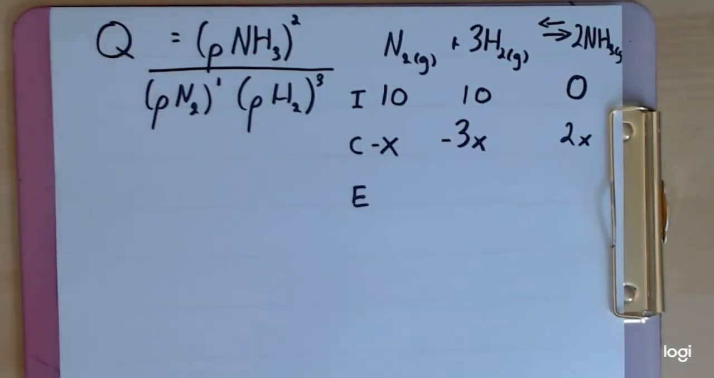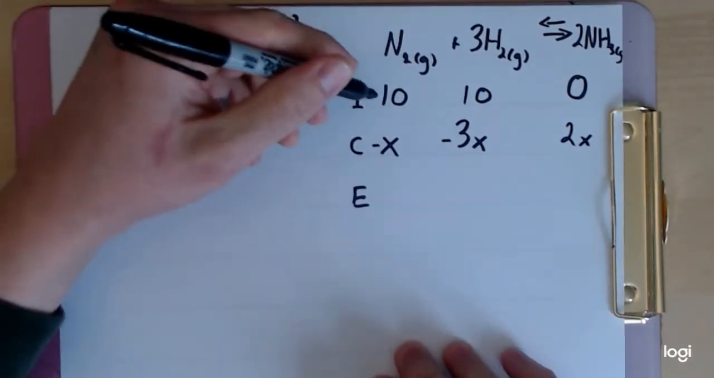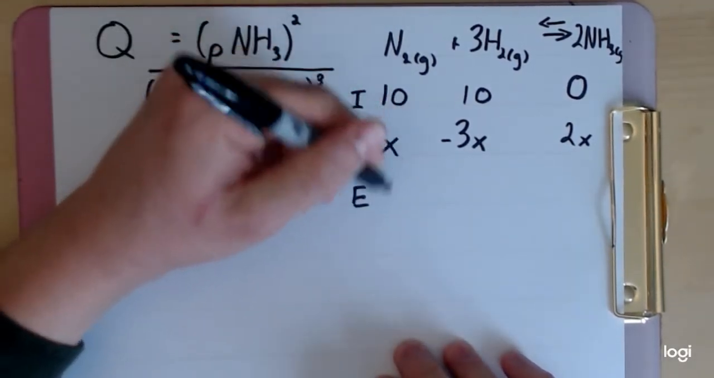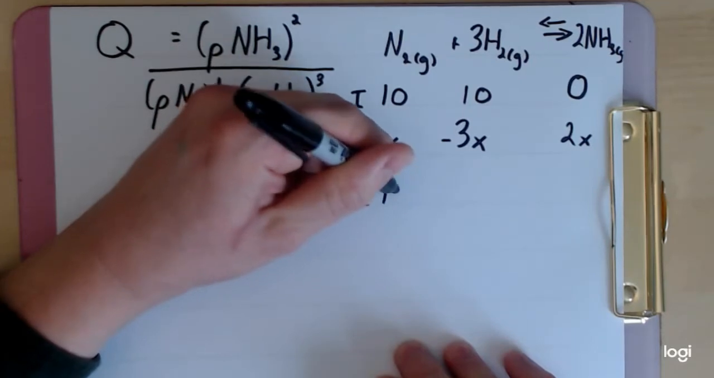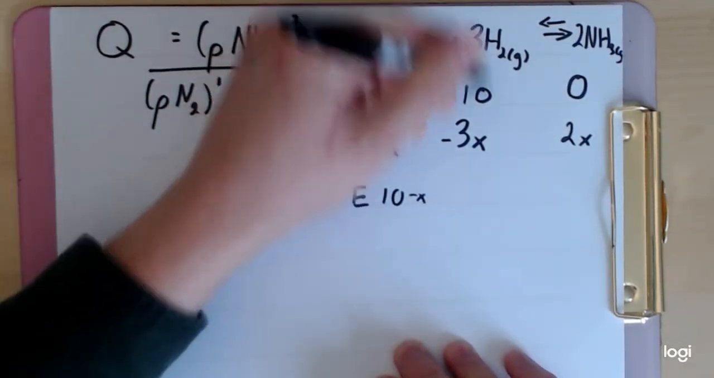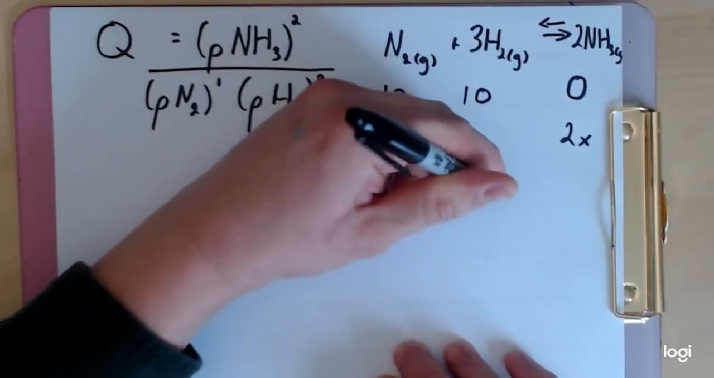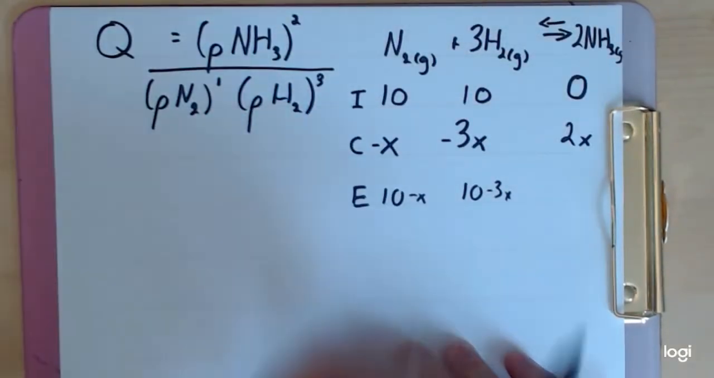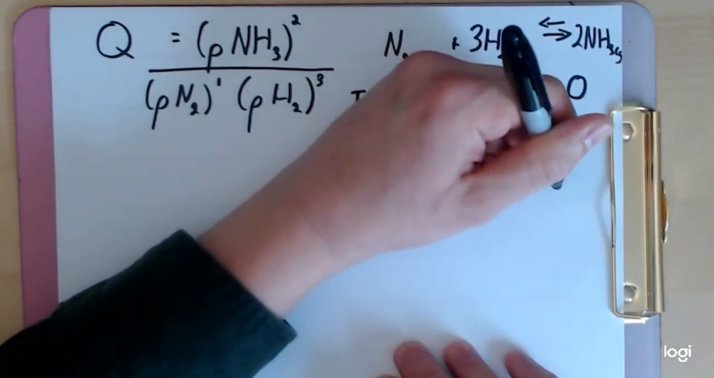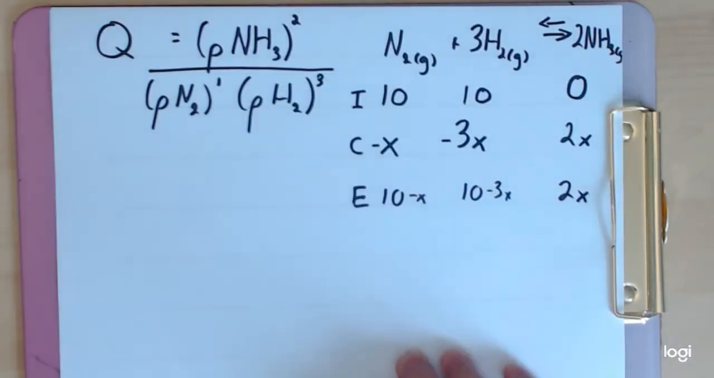So what is the expression for our equilibrium in terms of x? Well, it's the initial plus the change. So for dinitrogen, it's going to be 10 minus x. For hydrogen, it's going to be 10 minus 3x. And for ammonia, it's going to be 0 plus 2x, or just 2x.